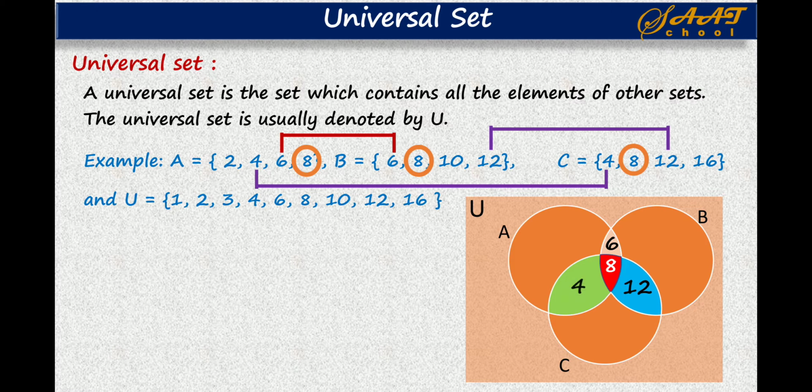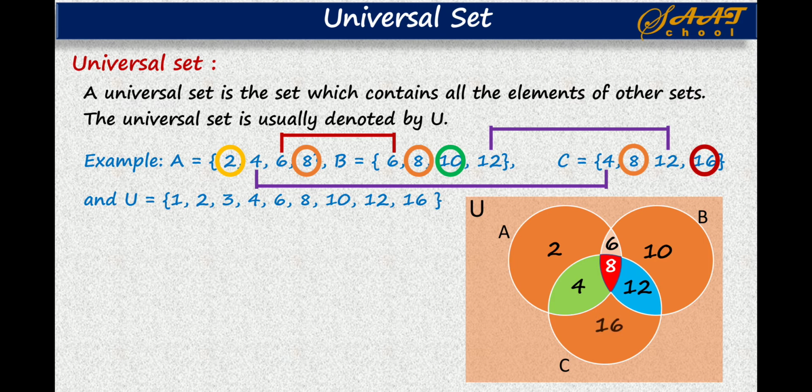Now the rest of the orange part, that is for only A, only B and only C. Now let's find out what are the elements for A, B and C only. Here 2 remains in A. So 2 and 10 for B and similarly 16 for C.